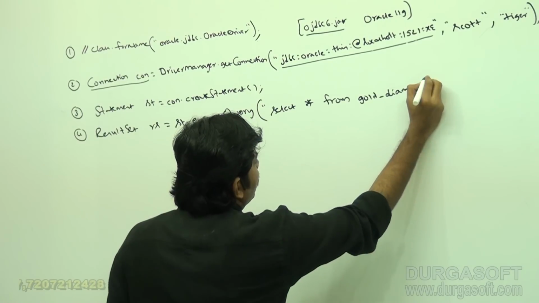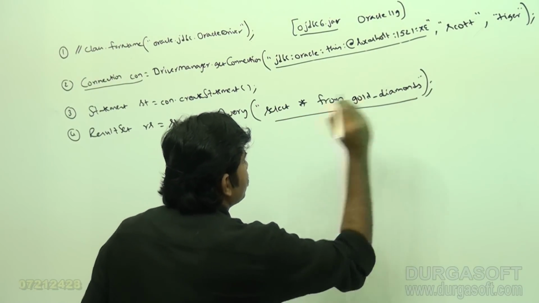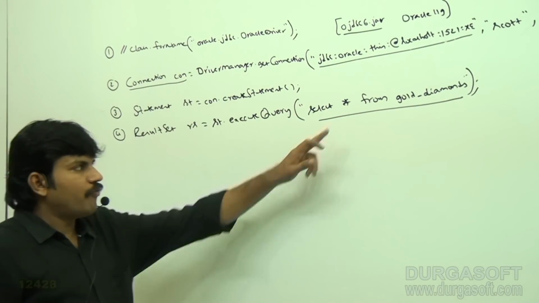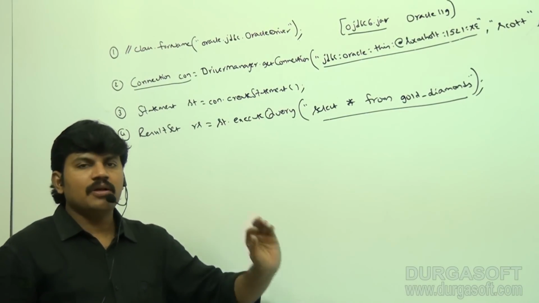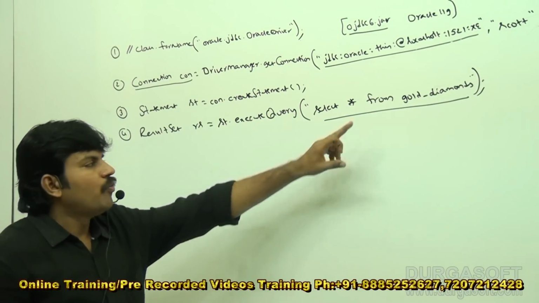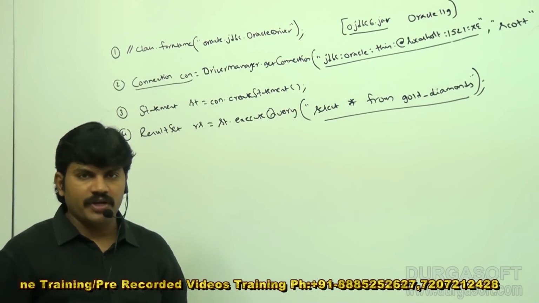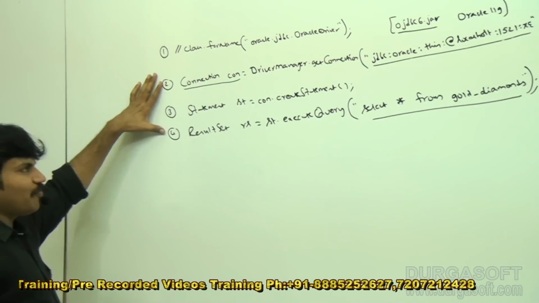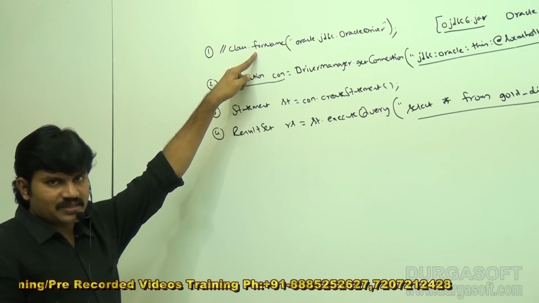There is one table in my database. Are you getting? Select star from gold diamond. In the gold diamonds table, whatever is there, can you please provide? Okay, sir, now observe the first step: arrange a translator.